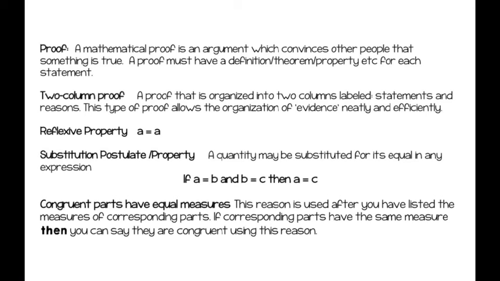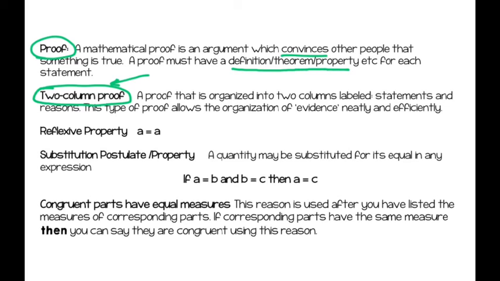Okay, a proof, a mathematical proof, and we've talked a little bit about this with the warm-up questions, is an argument that convinces other people that something is true. It has to have a definition or a theorem or property for every single statement. So every single thing you say, you have to back it up with a reason why. In lower math, like what we're doing right here, we start out with two-column proofs. There's other ways to do proofs, but a two-column proof is a really good way to organize something. You have two columns, a statement and a reason. It's just a very neat, evidence-based way to set up your proof.